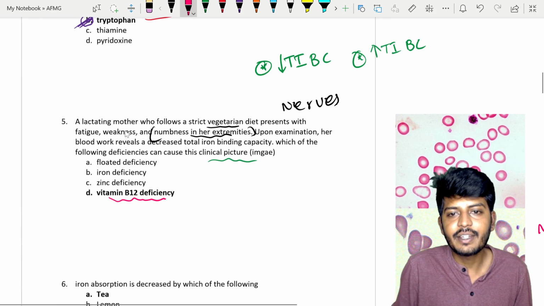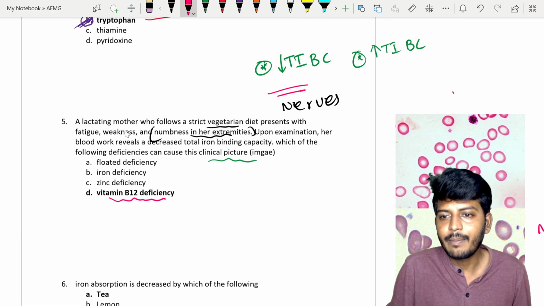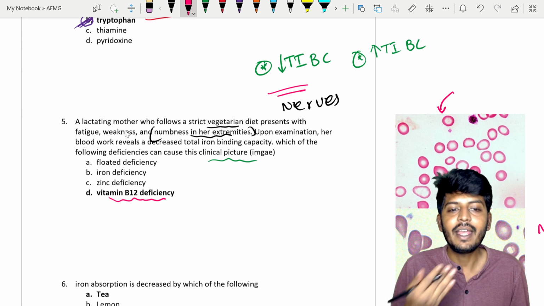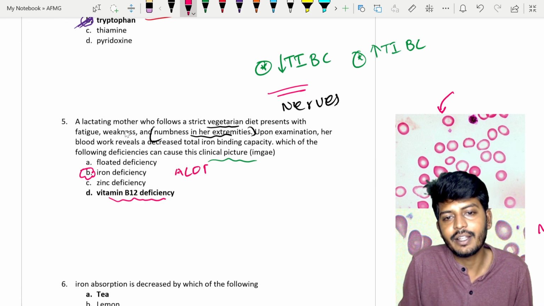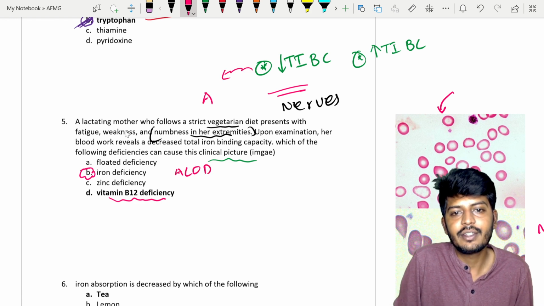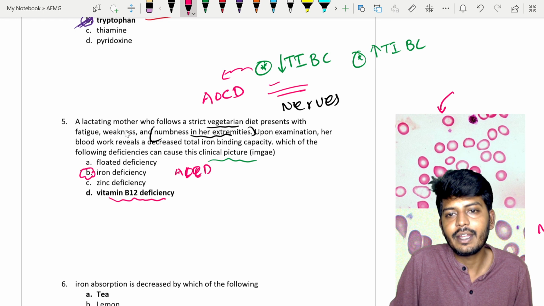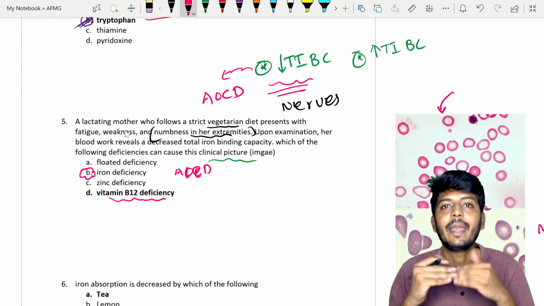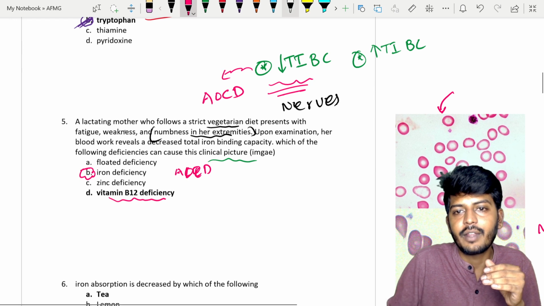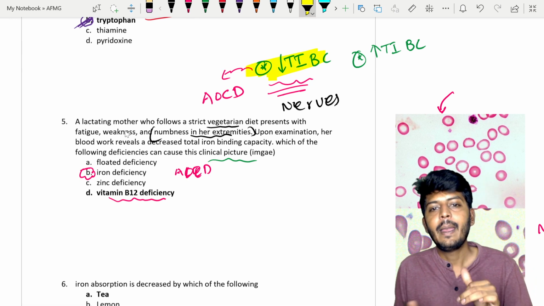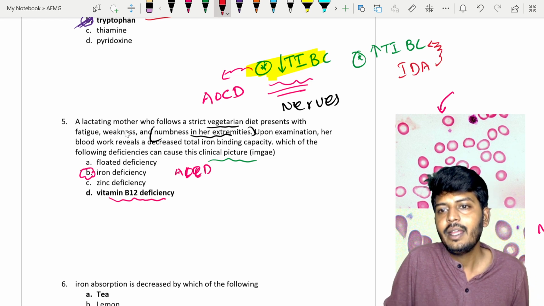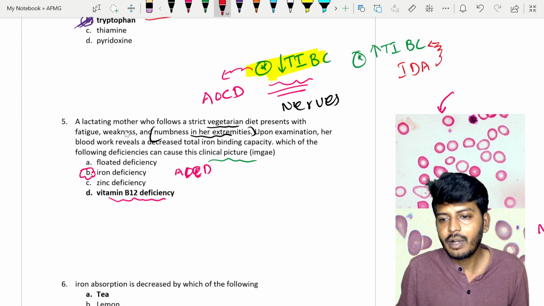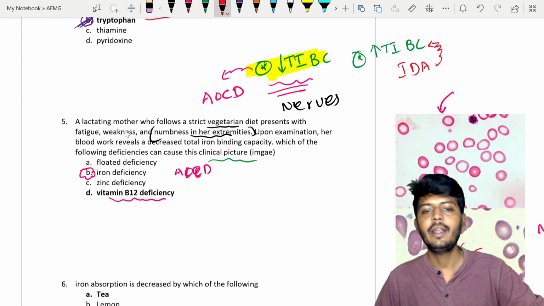Okay. If TIBC is decreased, and if the image given is like a target cell, then your answer, my dear students, will be iron deficiency. But specifically speaking, anemia of chronic diseases. In the anemia of chronic diseases, there will be an increase of your hepcidin molecule. Because of that, there will be a decrease of the TIBC. But in iron deficiency anemia, TIBC will be increased. And when we are talking about B12 deficiency, we are going to find a hypersegmented neutrophil.